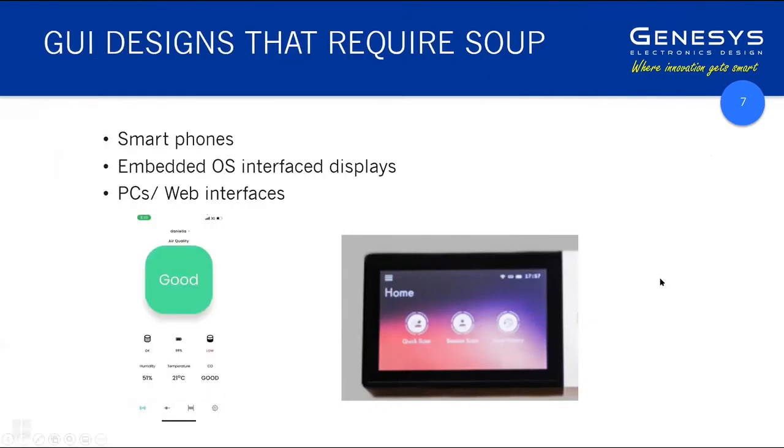So GUI designs that do require SOUP. We're talking smartphones, embedded OS interface displays, and PCs/web interfaces. What I'm showing here is a screenshot of a smartphone app, and over here an embedded Linux display, an LCD display that is running on an embedded Linux machine.